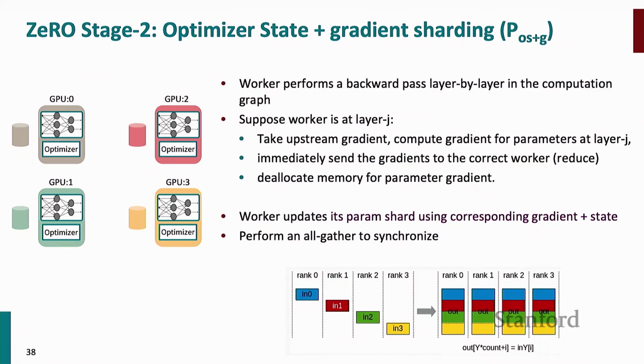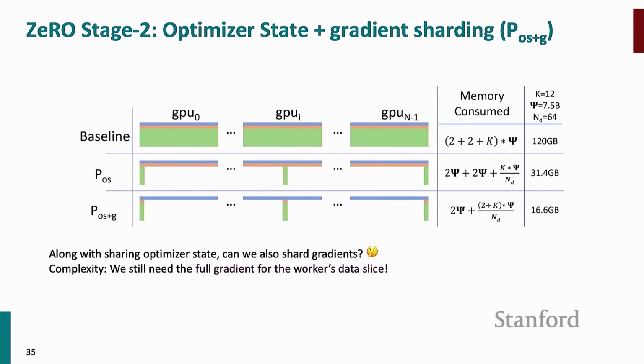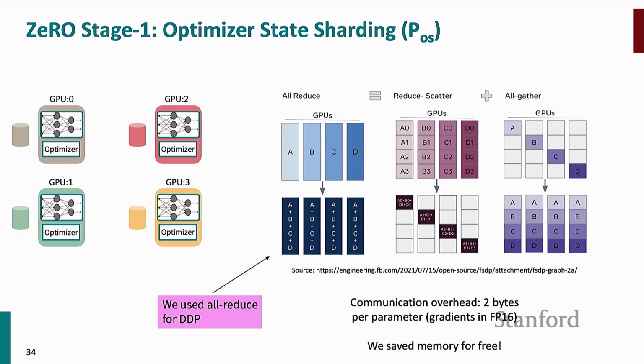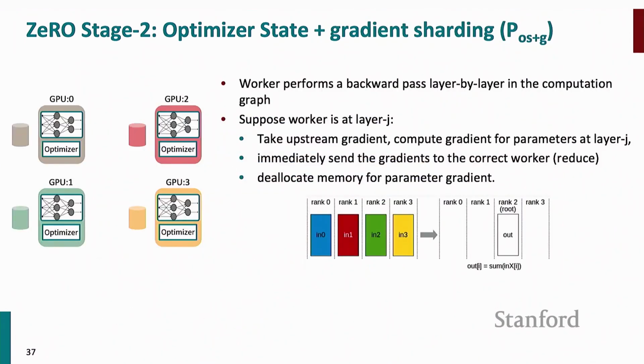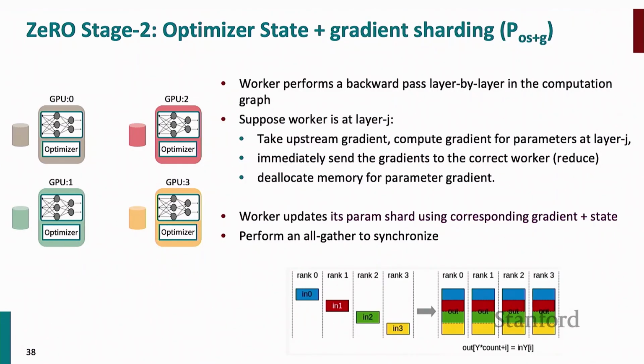Recall that for ZeRO stage 1, it was basically free because it turns out that an all reduce is equivalent to a reduce scatter plus an all gather. And we're doing the same thing here. We have a reduce followed by an all gather. So this is practically also for free. Okay, so we've gotten away with saving memory without any communication overhead compared to DDP so far. Okay, so let's keep going.